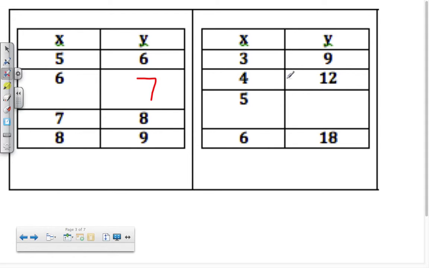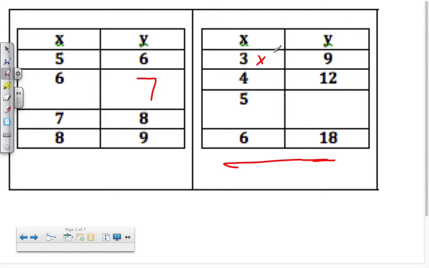Over here on this table to the right, we have a different pattern. 3 goes to 9. 4 goes to 12, 5 goes to blank, and 6 goes to 18. How can 3 get to 9? Maybe they added 6. 3 plus 6 is 9. And then 4 plus 6 is 10. Uh-oh. That pattern doesn't keep going because 4 plus 6 is not 12, it's 10. What happened here? What's the pattern? Ah, I think I know.